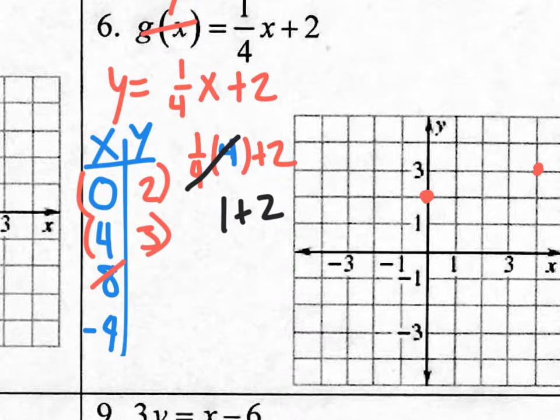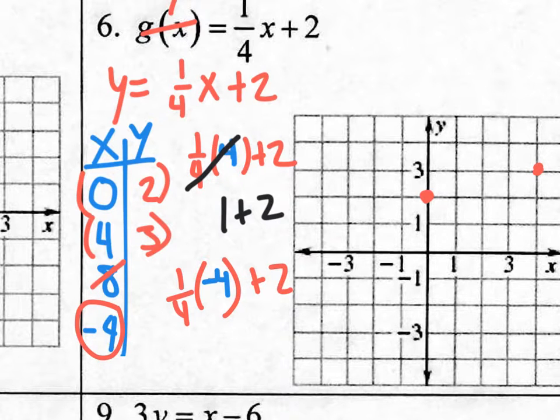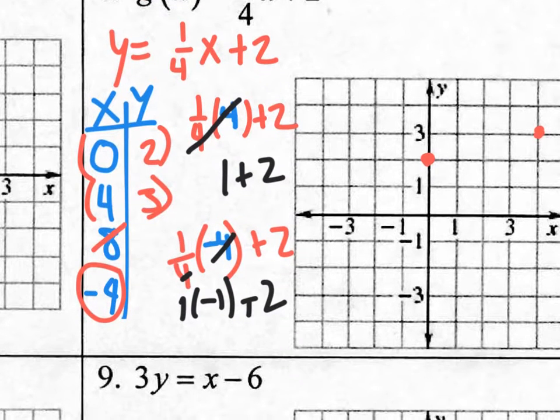Now, let me do the final one where I have 1/4 times this input, -4, and then plus 2 at the very end. My voice is going. Sorry. So the 4's cancel, but you're going to have 1 times -1 left over, plus 2. So 1 times -1 is -1, I'm sorry. And -1 plus 2 is 1. So we really have the coordinate -4, 1. And if you go to -4, 1, you'll see that it does land perfectly on that line. -1, 2, 3, 4. 1 is right there.